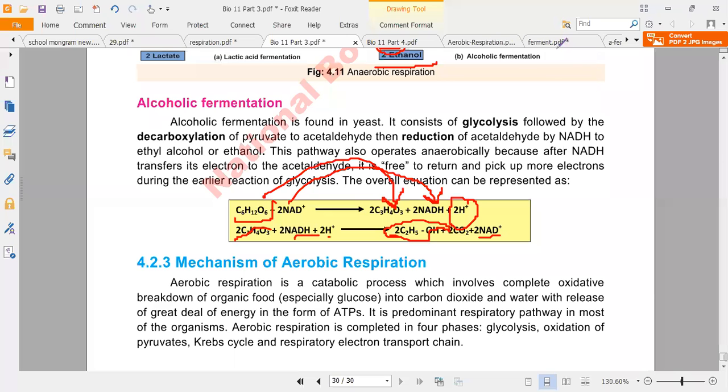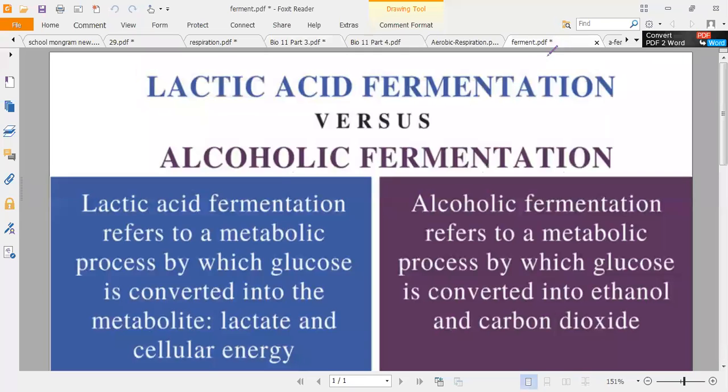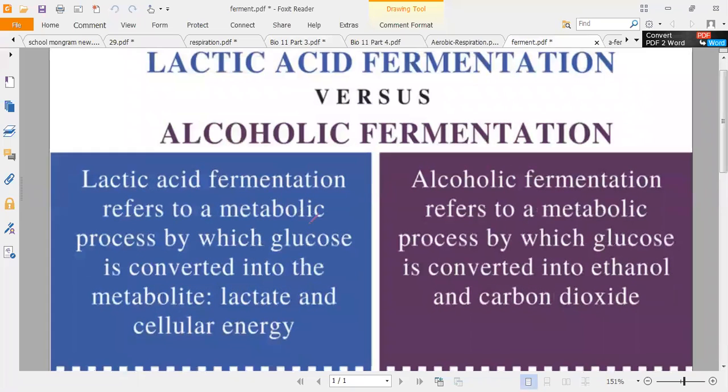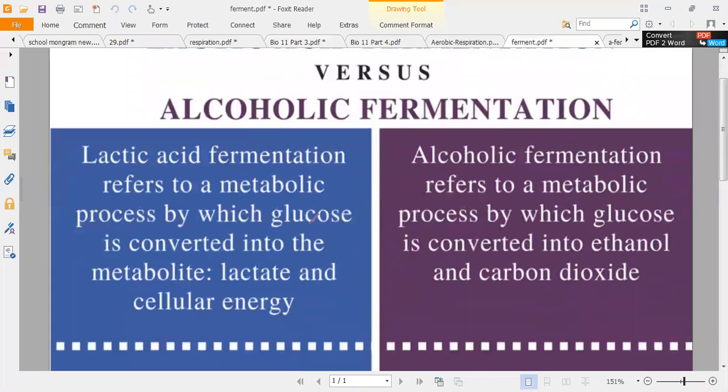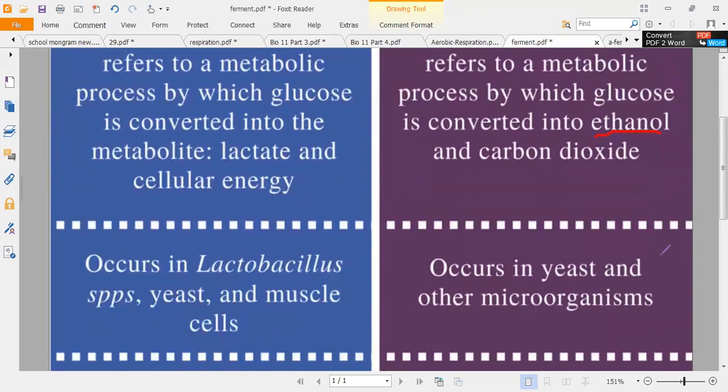Okay, so if we see the difference between lactic acid and alcoholic fermentation, lactic acid fermentation refers to a metabolic process in which glucose is converted into lactate and cellular energy in the form of 2 ATP, and in alcoholic fermentation we are getting the products ethanol and carbon dioxide.